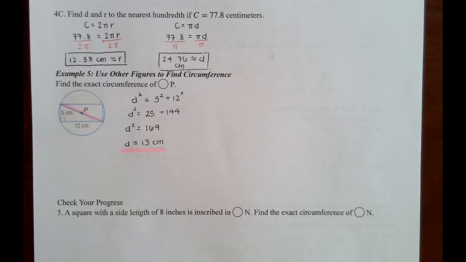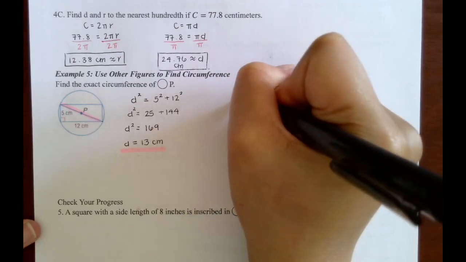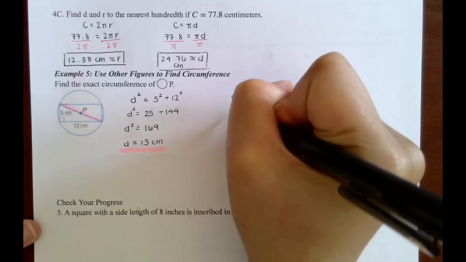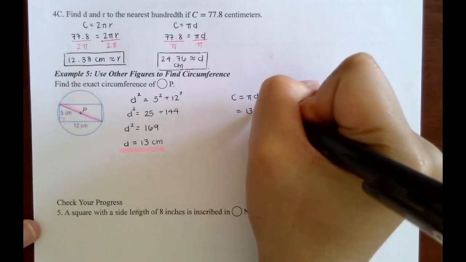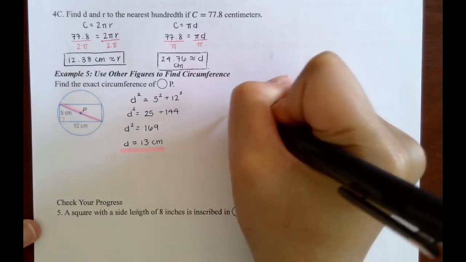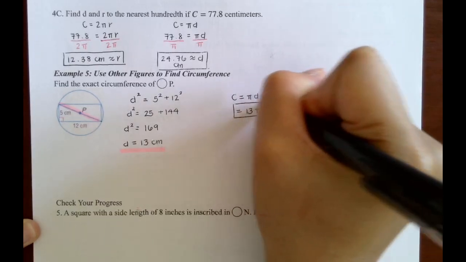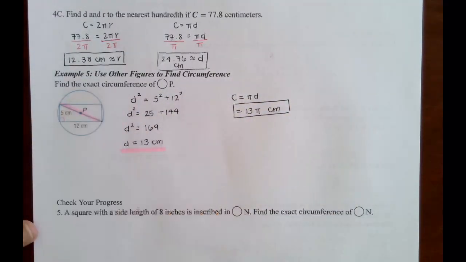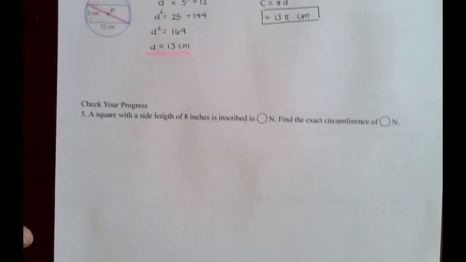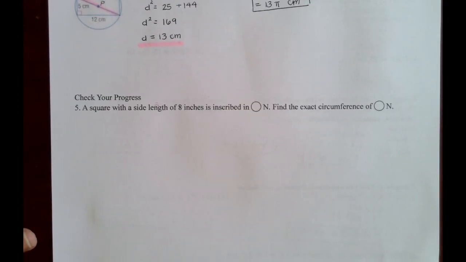And now I can find the circumference, because circumference is pi times diameter, and so that would just be 13 pi centimeters. And there you go. I'm not doing the rounded one because it asks for the exact circumference. So why don't you try CYP5, and then once you're done, come check your answer.